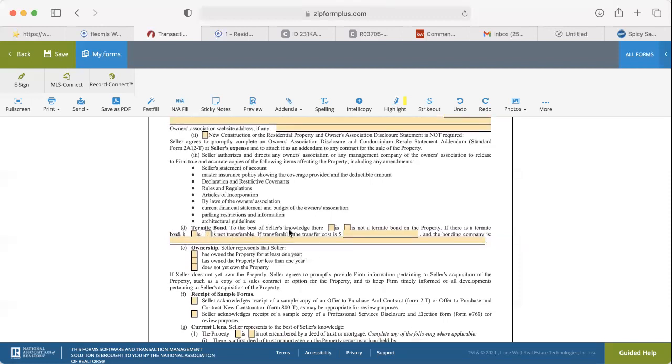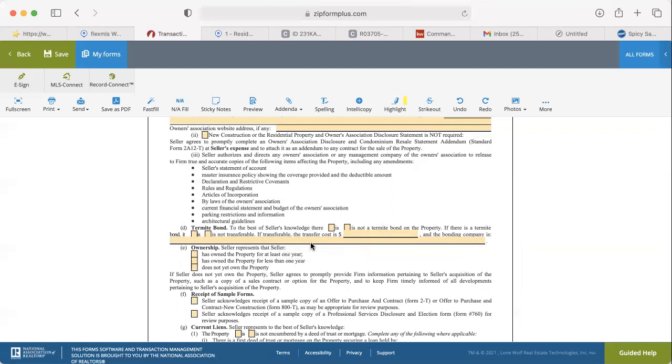Then D talks about whether or not there's a termite bond on the property. So you check whether there is or is not. If there is, is it transferable? So just because there is a termite bond doesn't mean that the termite company will transfer the bond. Most bonds are only good for 10 years. So if it's the 10th year and that seller is selling the property, it's very likely that that company is not going to allow the bond to be transferred to the new owner. But if they are, you'd enter the amount of the transfer cost and then the name of the company that holds the bond.